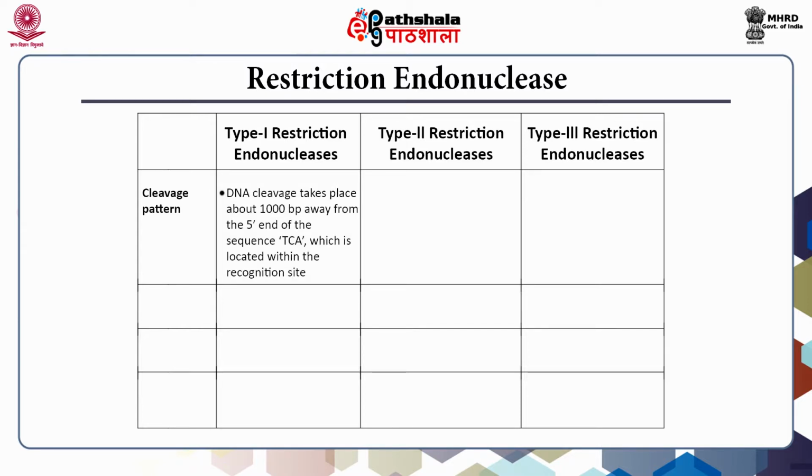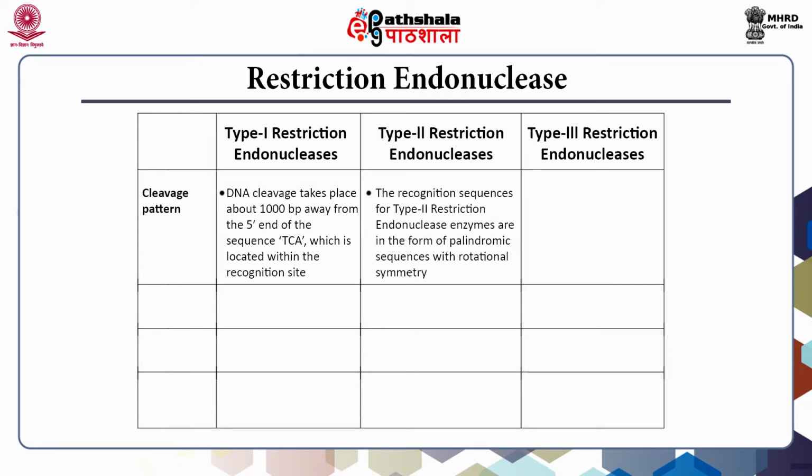DNA cleavage in type 1 restriction endonucleases takes place about 1000 base pair away from the 5' end of the sequence TCA, which is located within the recognition site. For example, Eco K or Eco B. The recognition sequences for type 2 restriction endonucleases are in the form of palindromic sequences with a rotational symmetry. A palindromic sequence is a sequence that is the same when read from 5' to 3' on one strand and 3' to 5' on other complementary strand. Examples of type 2 restriction endonucleases are HindIII, EcoRI, PvuII, EcoRV, HaeIII.